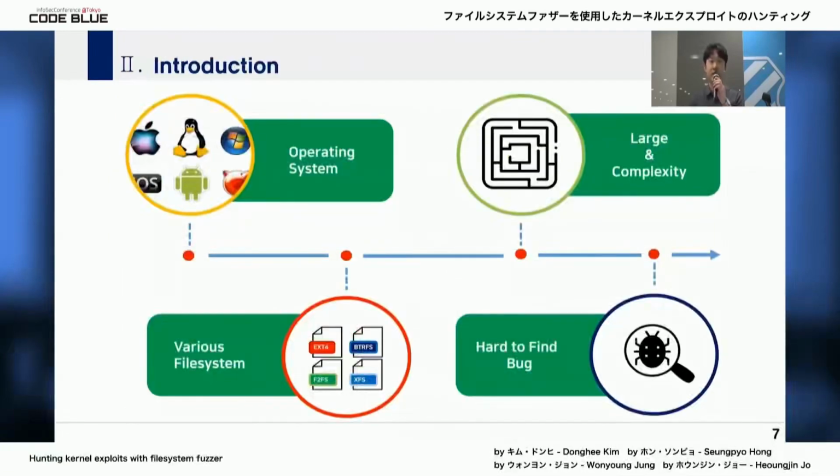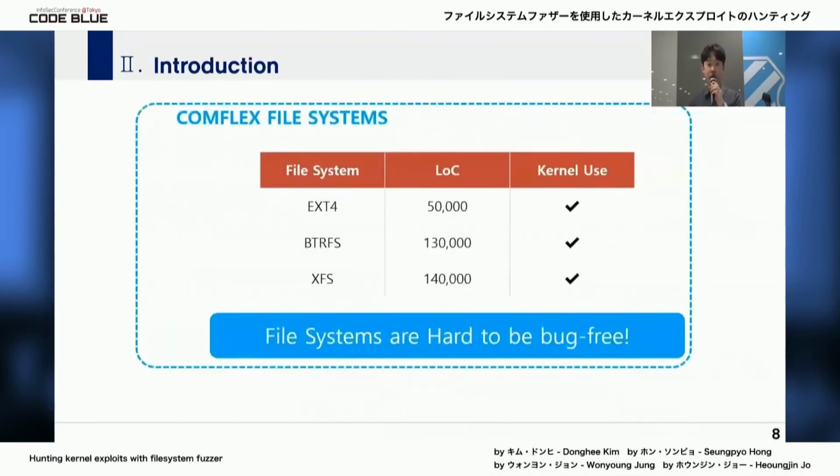There are various OSs in the world, and there are many file systems used for each OS. File systems are large and complex, making it difficult to find bugs. However, file systems are managed in kernel space, so they can be good attack surfaces. In addition, kernel interaction is possible in user mode. Each process accesses one file system, so UAF or race condition bugs can occur frequently. As shown below, the file system is difficult to audit because the code is very long.